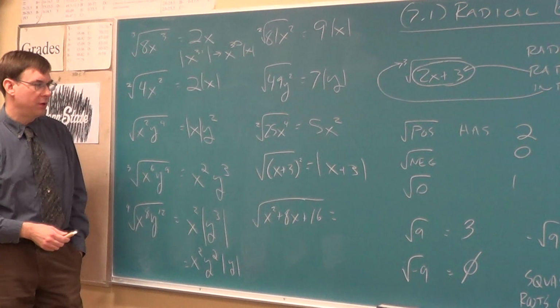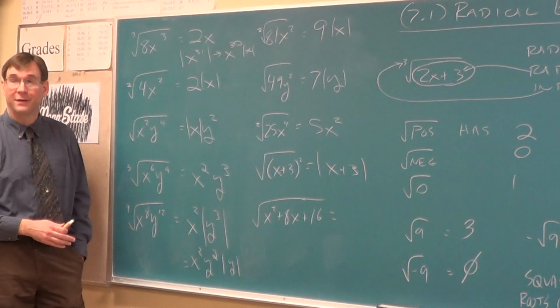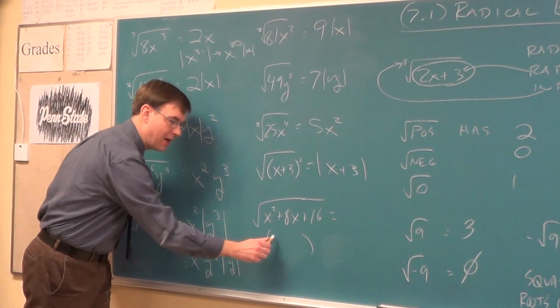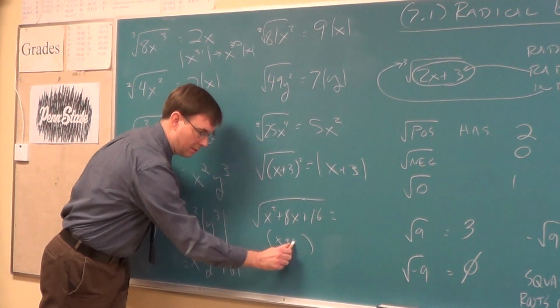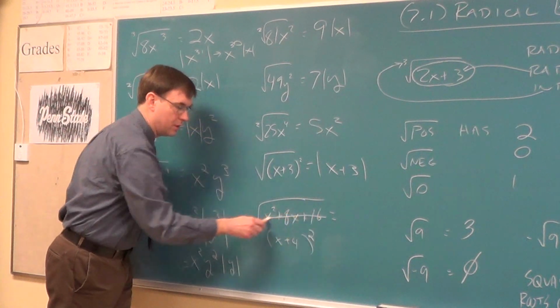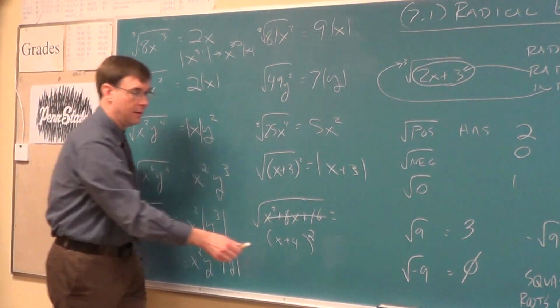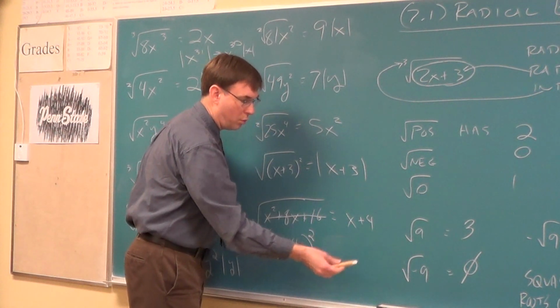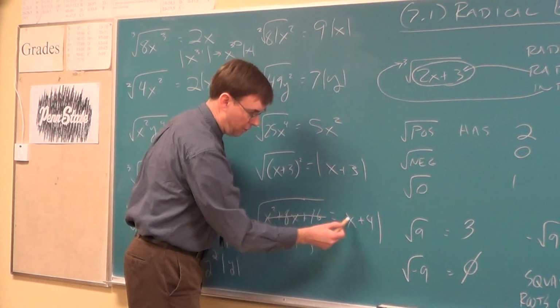This, what do you have to do before you can really, you have to factor. Factoring is occasionally still in play. How does this factor? X plus 4, x plus 4. In other words, x plus 4 squared. So that's out, the new thing's in. Answer is x plus 4 with bars around the whole thing.